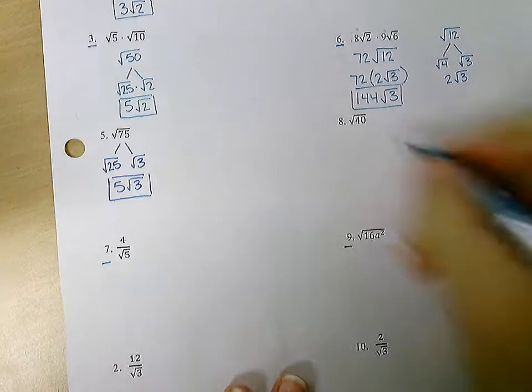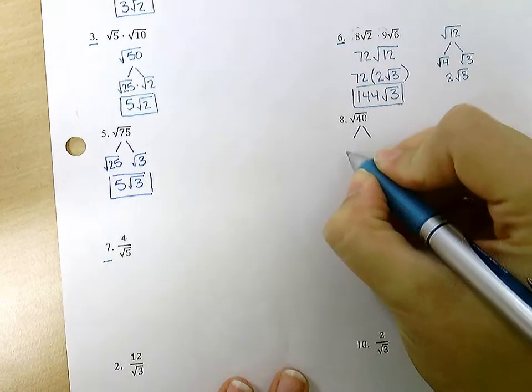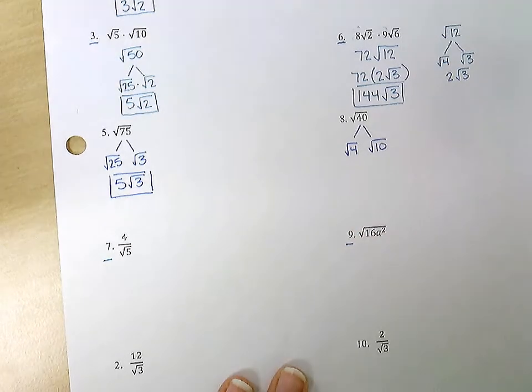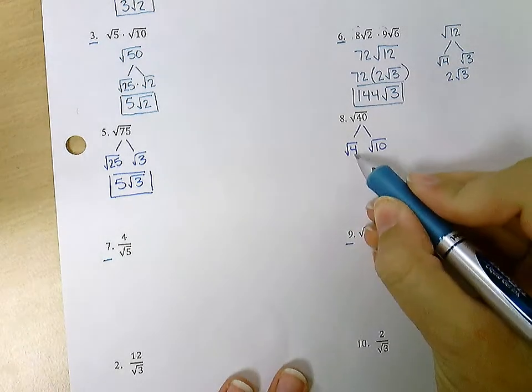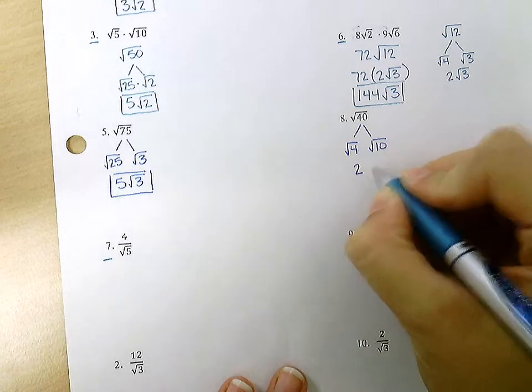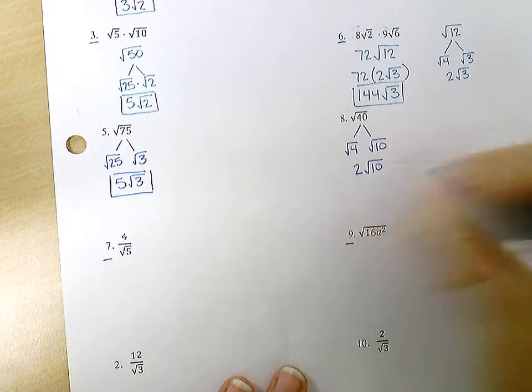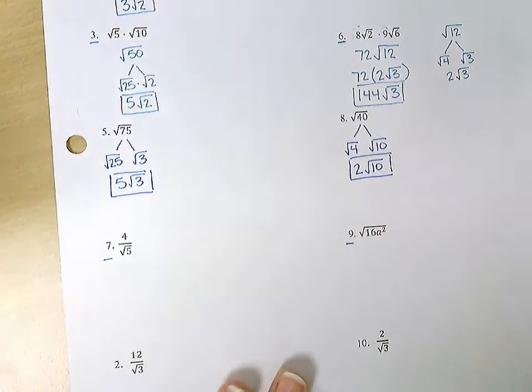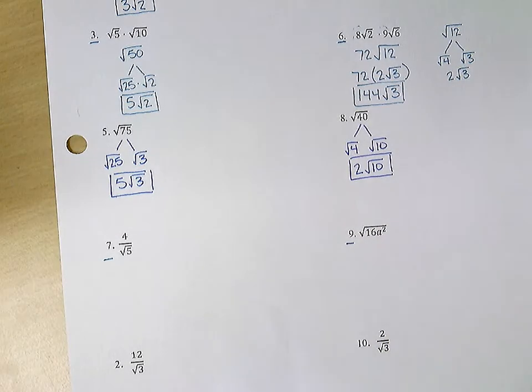And then 40, we can split into the square root of 4 times the square root of 10. Okay, taking the square root of 4, I get 2. And leaving square root of 10. So I can't simplify that one any further. We good? Yeah? All right.